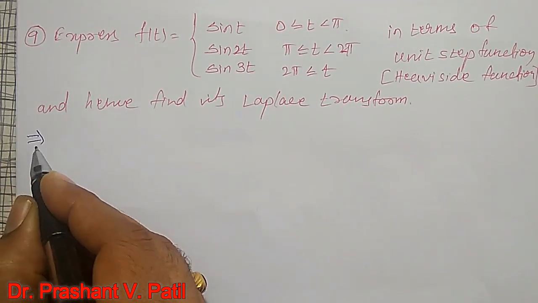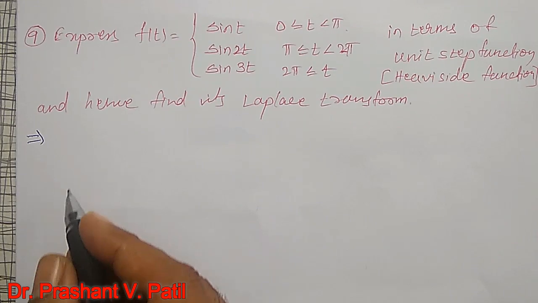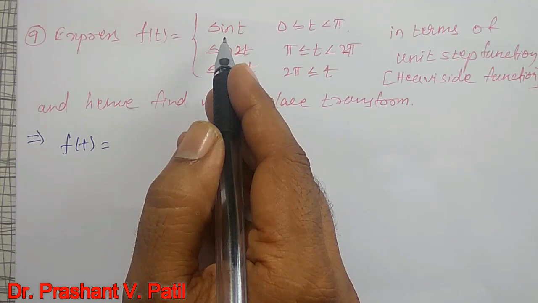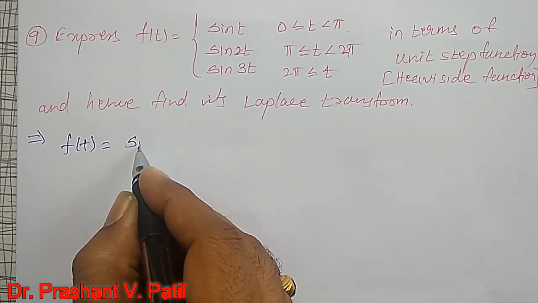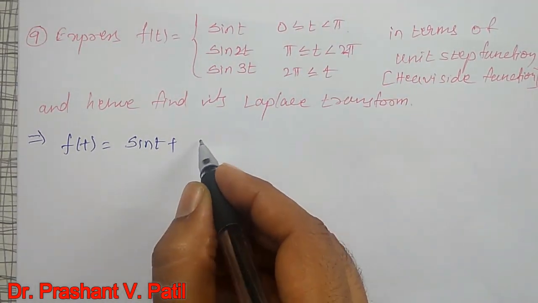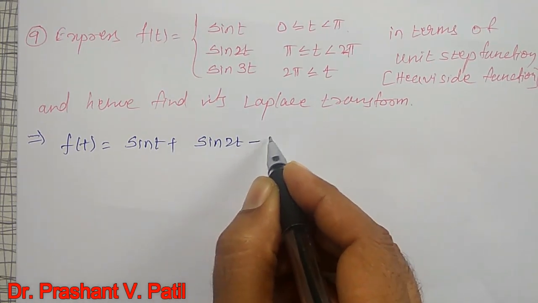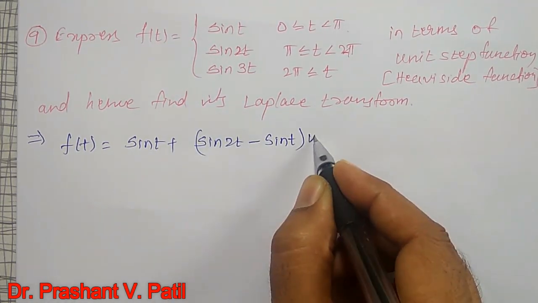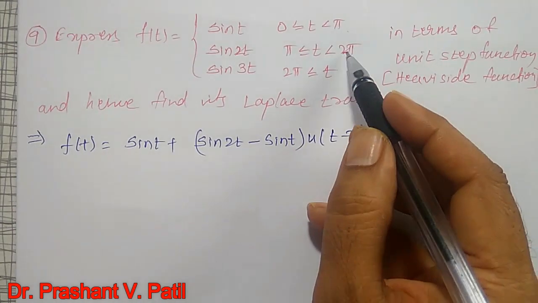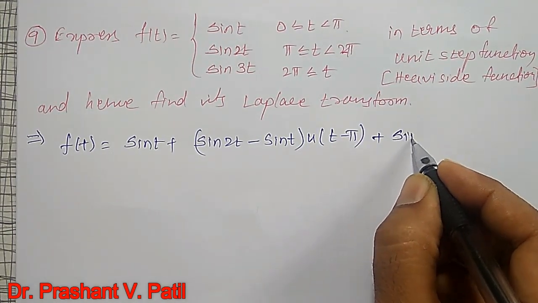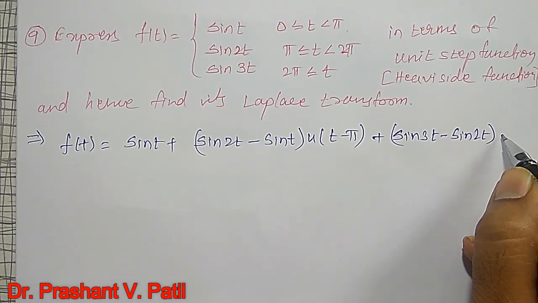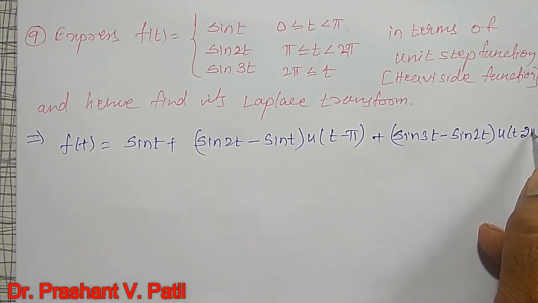Laplace transform. To convert it into unit step function, it is very simple. In a single step I can do, that is f of t equal to f1 of t. Property I have discussed in my previous videos. Sin t, first function as it is, plus for second and first function discontinuous point is pi. Therefore sin 2t minus sin t into u of t minus pi plus third and second function discontinuous point is 2 pi. Therefore I can write it as sin 3t minus sin 2t into u of t minus 2 pi.